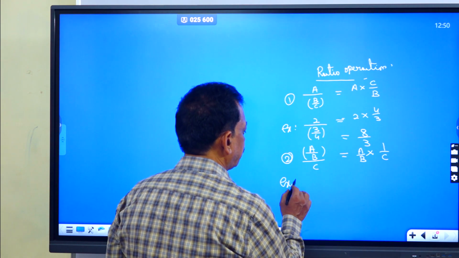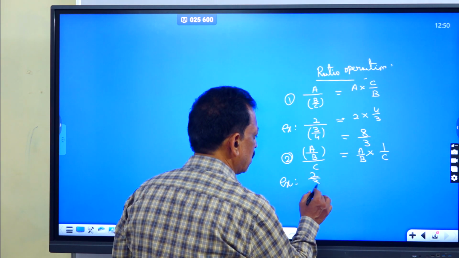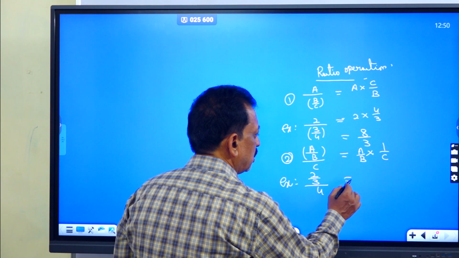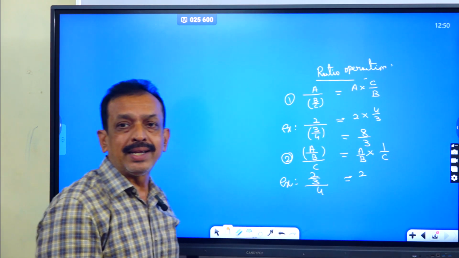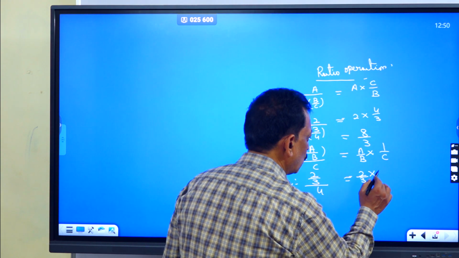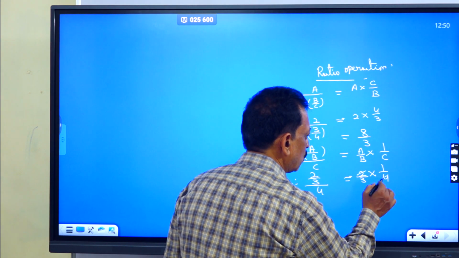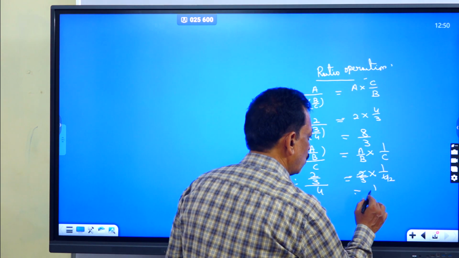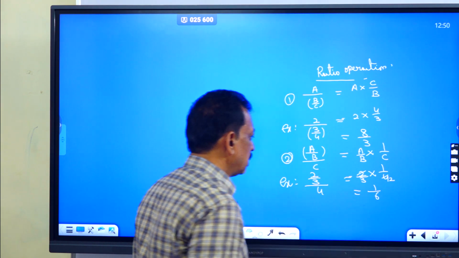Now, example, same numbers: 2 by 3 whole divided by 4. That can give you, for understanding of all of you, 2 by 3 into 1 by 4. 2 1s are 2, 2 3s are 6, that gives you 1 by 6.